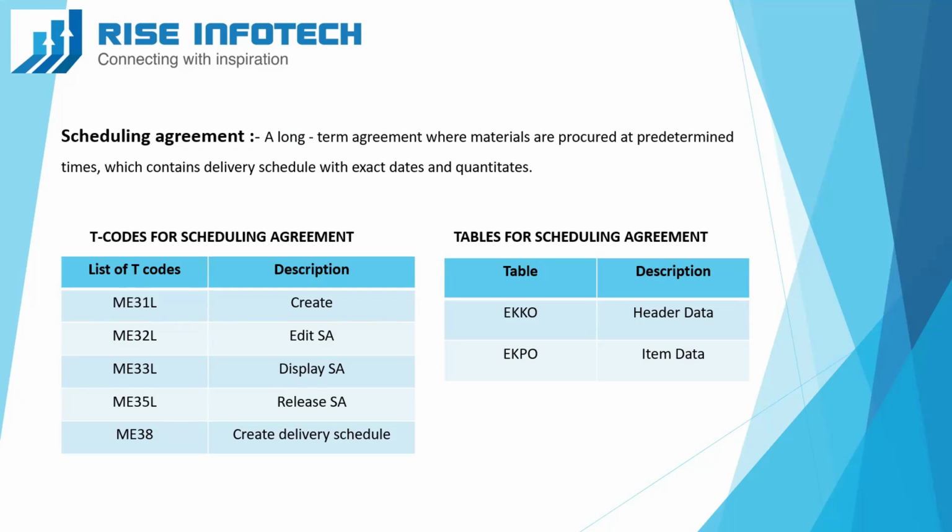Coming to the T codes: we have ME31L to create the scheduling agreement, ME32L to edit the scheduling agreement, ME33L to display the scheduling agreement, ME35L to release the scheduling agreement, and ME38 to create the delivery schedule. And we have the tables: we can view the table level data also by EKKO for header data and EKPO for item data.